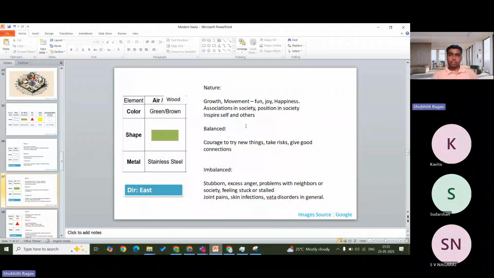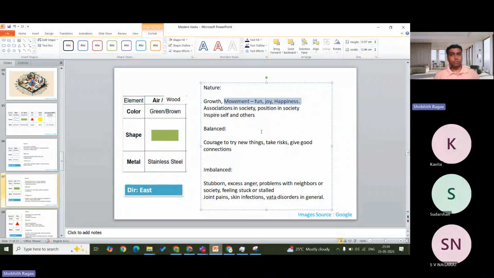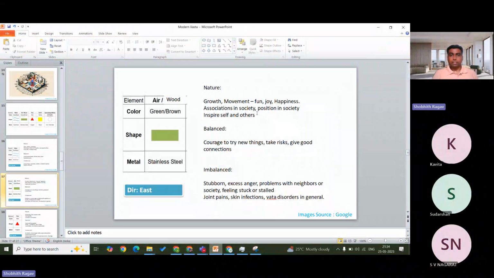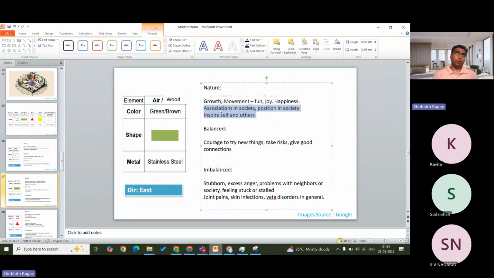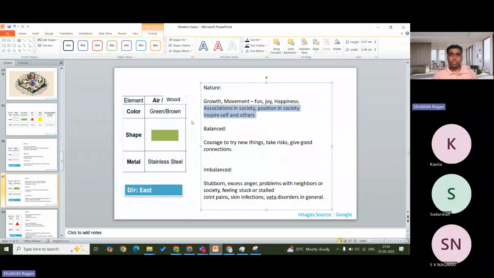What does the air element depict? If you look at nature, it depicts growth, like the tree, then movement, fun, joy, happiness. All these attributes in the house generally fall between the east northeast zone, east northeast to east. It also gives you association with society and connections, so you will be able to establish connections with people. That is one attribute of the air element.